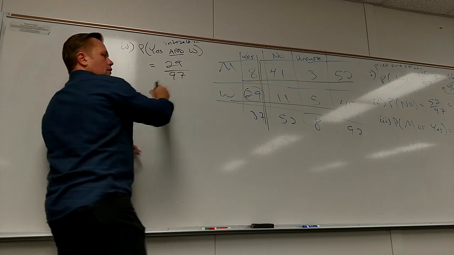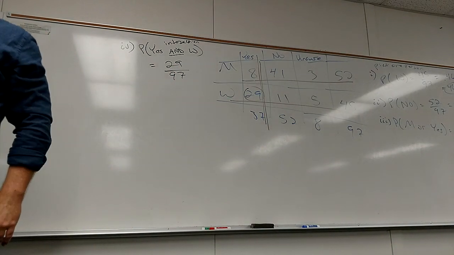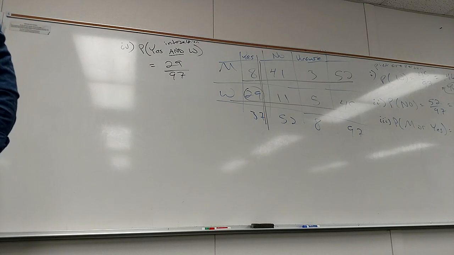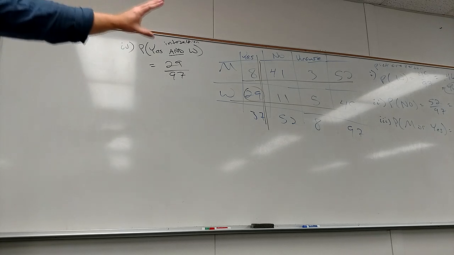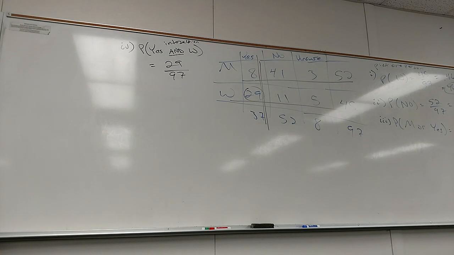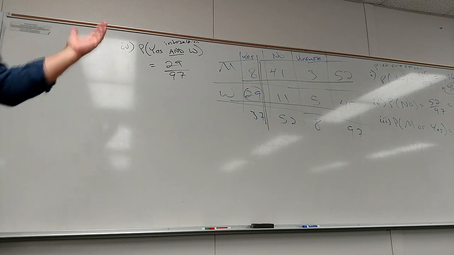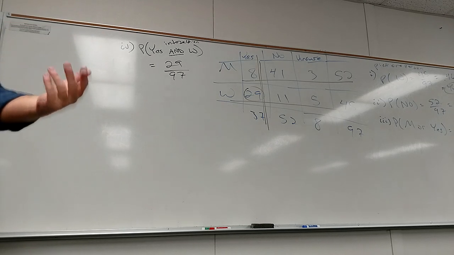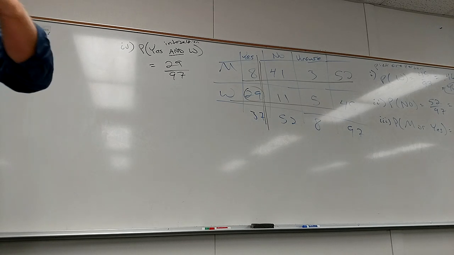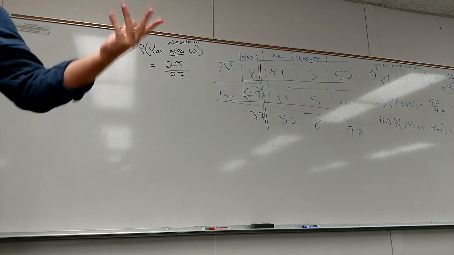What's the only way the bottom number could change? This is a weird question to throw at you, I know. Why is the bottom 97 for everything we've done so far? Because who could I pick? How many people could I pick? 97. There's 97 people I could pick, right? So the only way that number could get smaller, it can't get bigger unless the people just spontaneously reproduce.